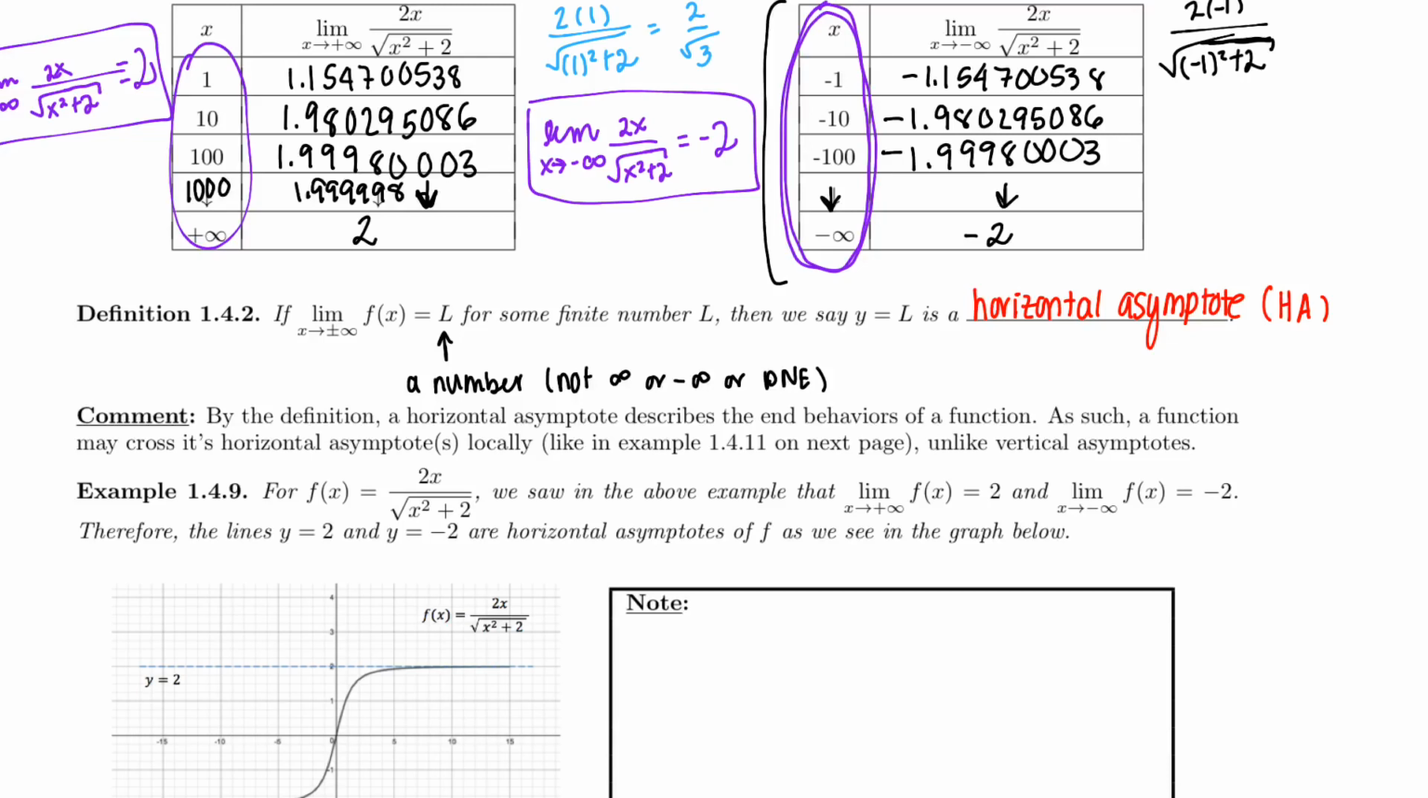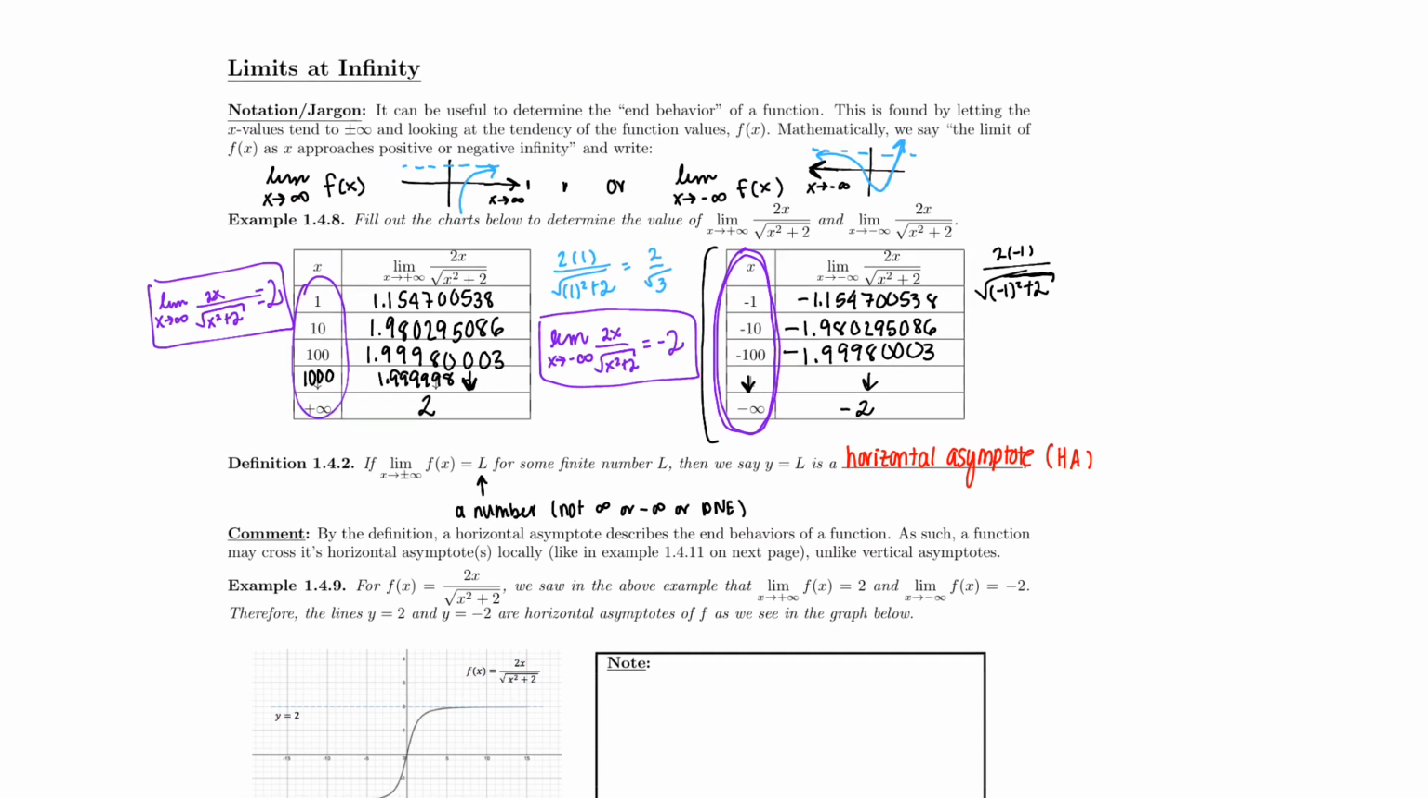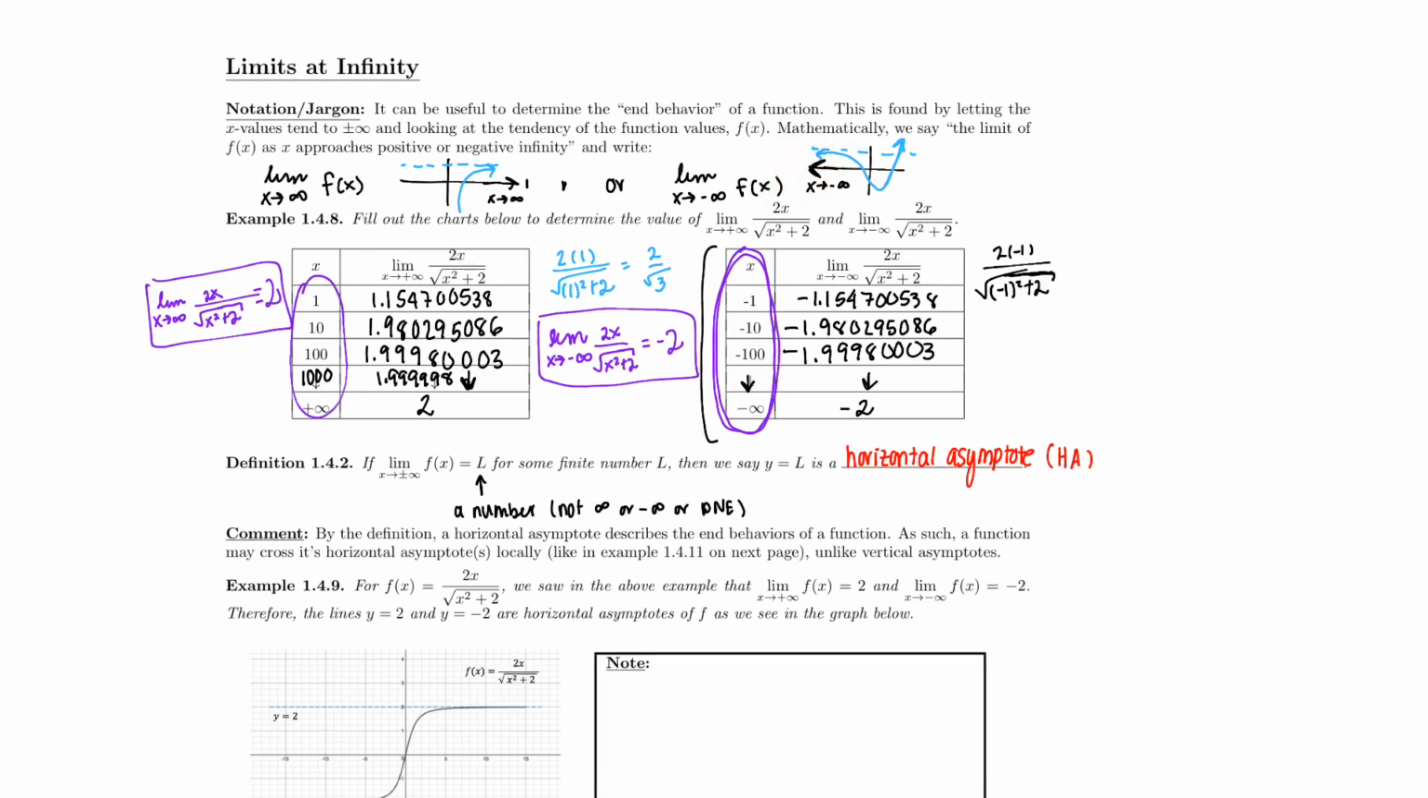So this comment here, by definition, a horizontal asymptote describes the end behaviors of a function. So as it goes off the page, you should have talked about end behaviors in Math 126, end behaviors of polynomials. It's the behavior as the graph exits your graphing area. So it's describing just the end behavior. It's not talking about what happens in here. It's talking about what happens as it leaves. And as such, it's okay to cross a horizontal asymptote.